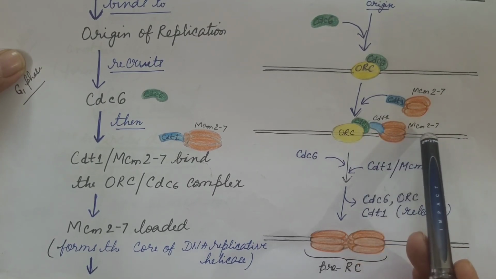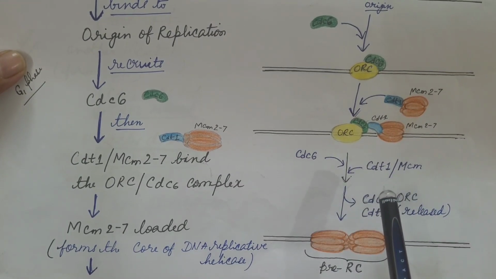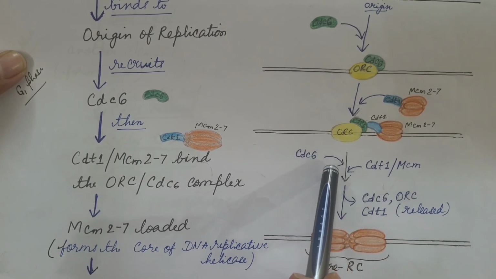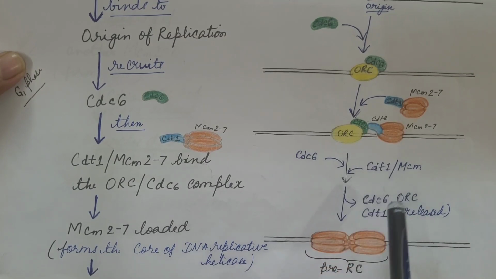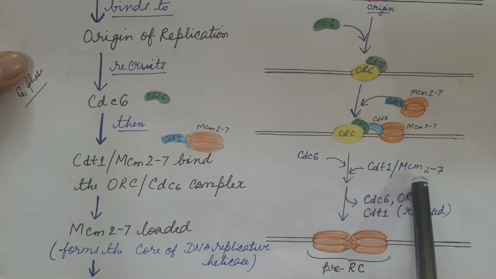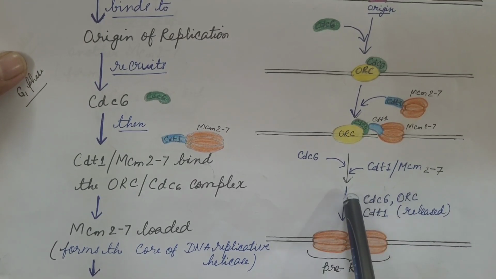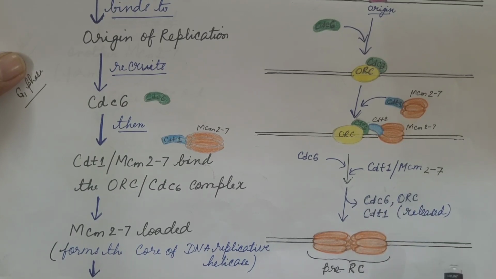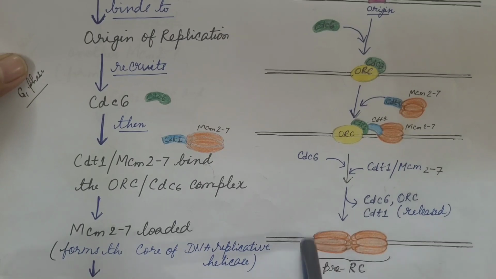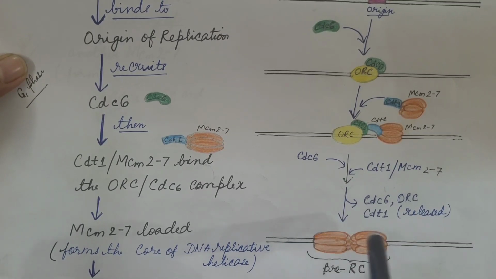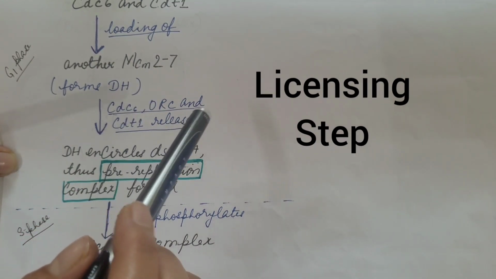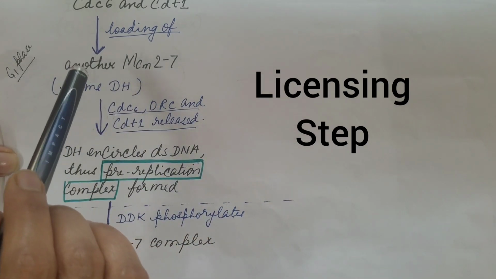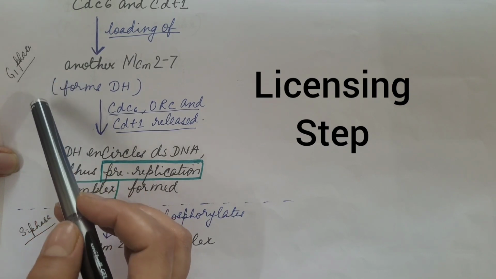Now ORC and MCM2-7 are present. Again the process is repeated. ORC recruits another CDC6 protein, and then CDT1 and MCM come and bind to this ORC-CDC6 complex. The same process is repeated. MCM2-7 is loaded and CDC6, ORC and CDT1 are released. Now this is a double hexamer present at the origin, and it encircles double-stranded DNA. This is known as the pre-replication complex. So all the above mentioned events take place in the licensing step of initiation, and these events occur in the G1 phase of the cell cycle.